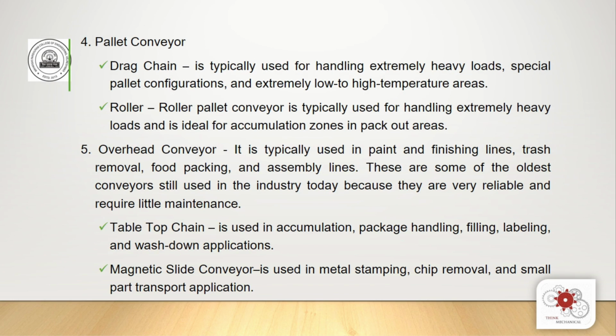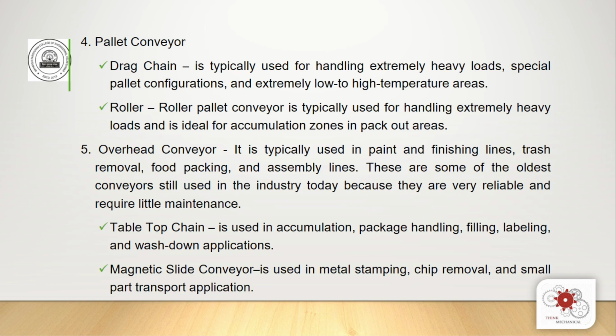Then the fourth category of conveyors is the pallet conveyor. Again, there are two types of pallet conveyors: one is the drag chain pallet conveyor and the second is the roller pallet conveyor. Drag chain is used where extremely heavy loads are to be handled, special pallet configurations are there, and there is a huge temperature difference we have to handle.